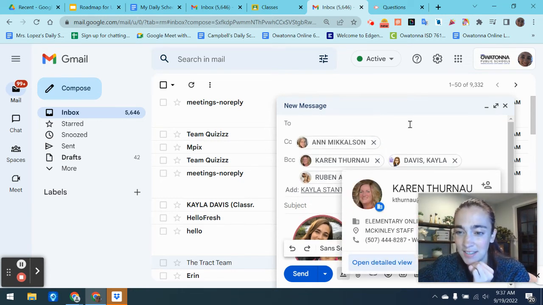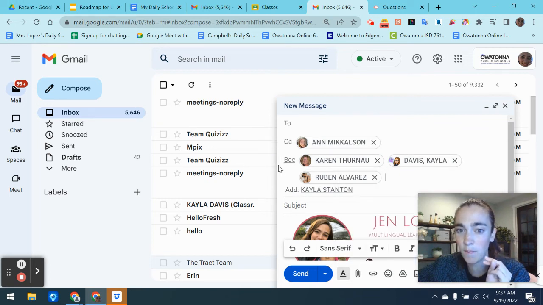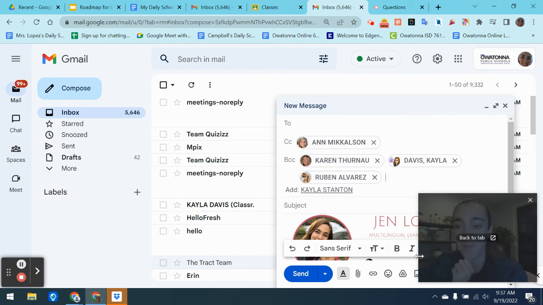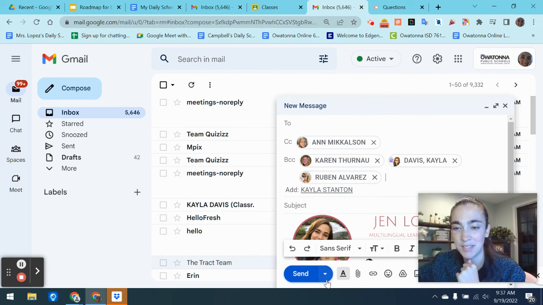So these are some options as far as the CC and the blind carbon copy, the BCC. All right, now it's your turn to practice this. I want you to practice deciding who you are going to send this practice email to right now. Don't actually send the email, just practice typing in some names of people that you would send this pretend email to.